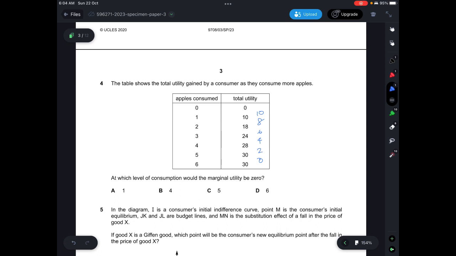So at which level of consumption would the marginal utility be 0? The answer here would be D, because at the 6th unit, your total utility is still 30 and your marginal utility is not increasing.